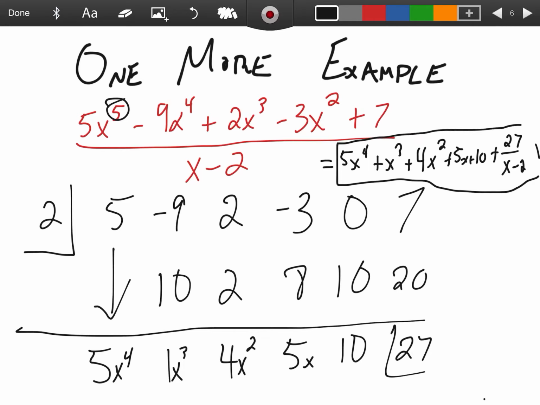Look at how much quicker synthetic division is. And as you get used to it, I promise that you'll move through it nice and quickly as well.